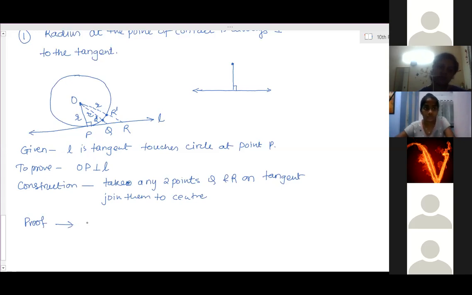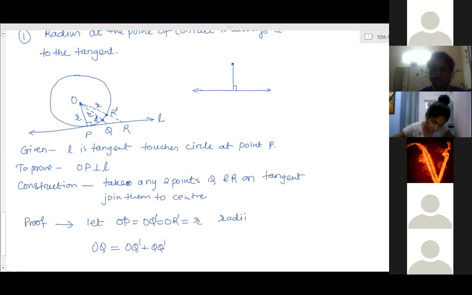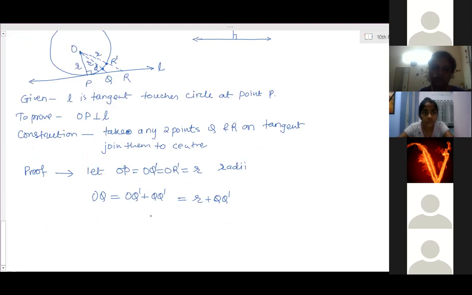And then proof. Let OP is equal to OQ dash and OR dash is equal to the radius of the circle, radii. Right? Now what is the OQ distance? OQ is equal to OQ dash plus Q dash Q. So this is equal to OQ dash, which is r, plus QQ dash. So therefore OQ is greater than r, because OQ is r plus QQ dash. Something is added to r, then only we'll get this distance. So that means the OQ distance is greater than r.